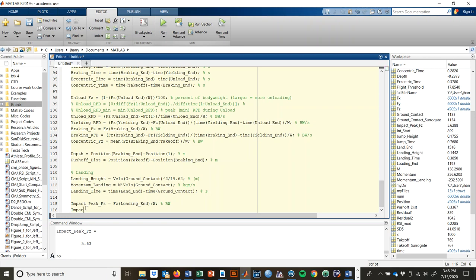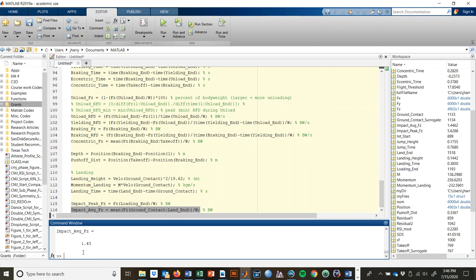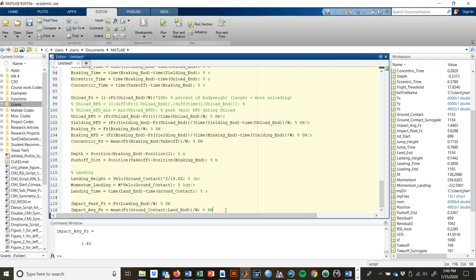The average, we'll take impact average FZ, and we'll use the mean equation, and we'll take the average of FZ between ground contact and the end of landing. And then what we'll do is divide that by body weight to get this to be in body weights. So 1.45 was the average. Oops, I didn't want land end. That's my fault. We want loading end. That obviously would change that value quite drastically.